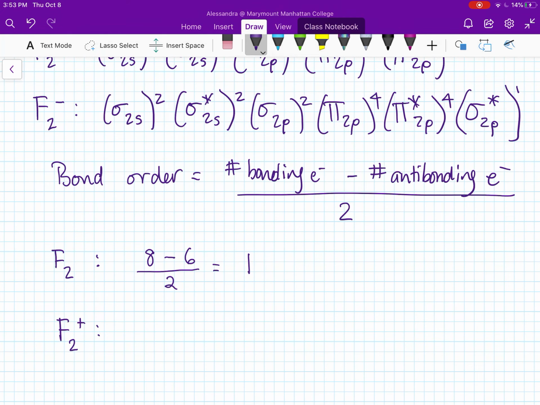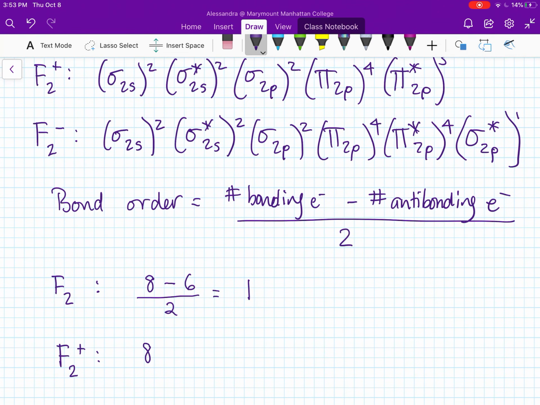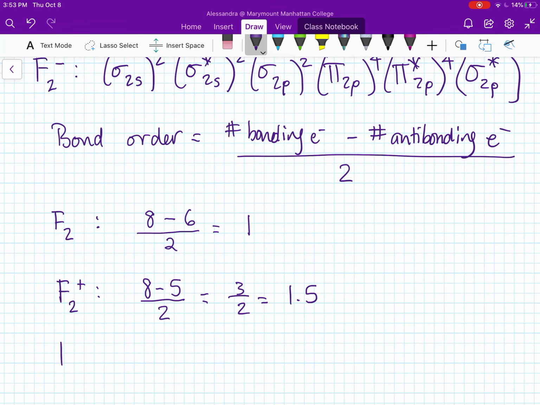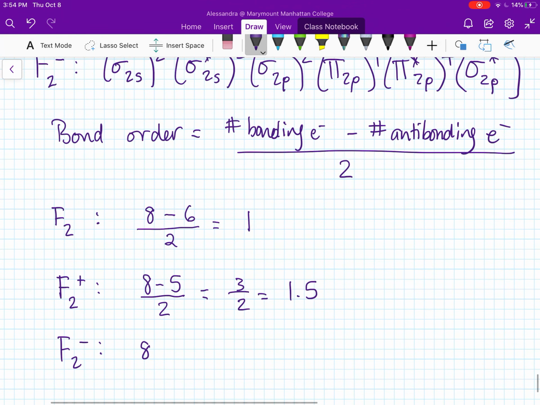For F2 plus, the F2 plus has just one fewer anti-bonding electron. So that's going to be 8 minus 5 divided by 2. So that's going to be equal to 3/2 or 1.5. The F2 minus anion, by contrast, has one extra anti-bonding electron. So its bond order is going to be 8 minus 7 divided by 2. And that's going to be equal to 1/2 or 0.5.